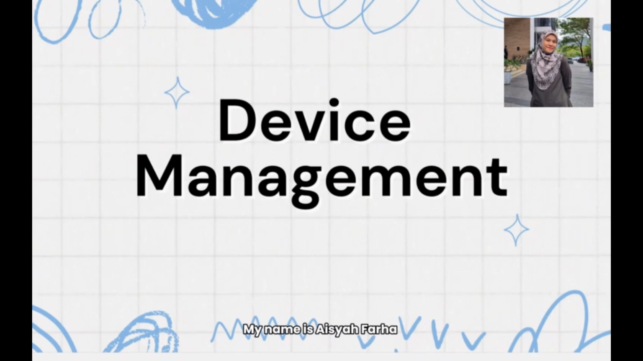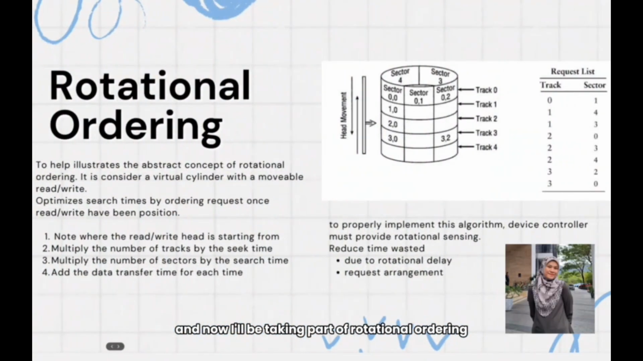My name is Aisyah Farha, and now I'll be taking the part on rotational ordering. What is rotational ordering? It helps illustrate the abstract concept of rotational ordering. It is considered a virtual cylinder with a movable read or write head. It optimizes search time by ordering requests once the read or write head has been positioned.